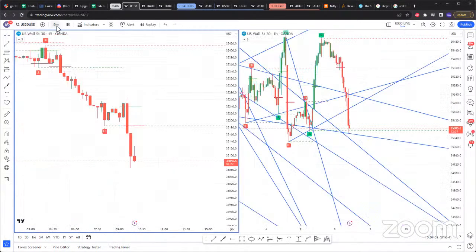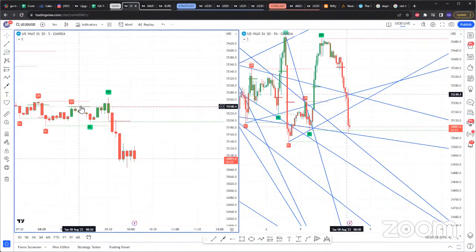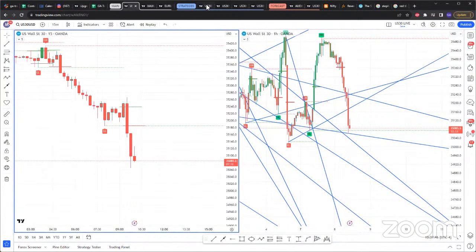Okay, I tell myself, what about the 5-minute? On the 5-minute as well, I don't have a green parabolic zone. The last one I had is again around 35,240. So that keeps me from FOMOing, and then I just say, let me wait for this hourly candle to close, and then I'll just trade it as is.